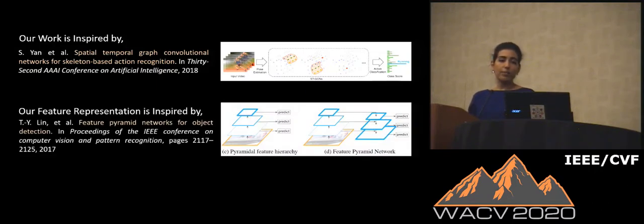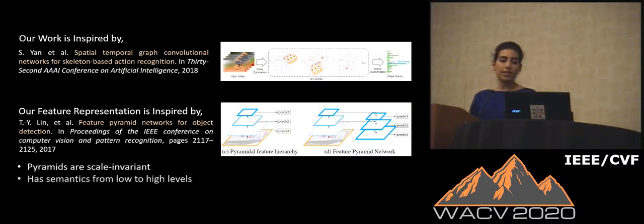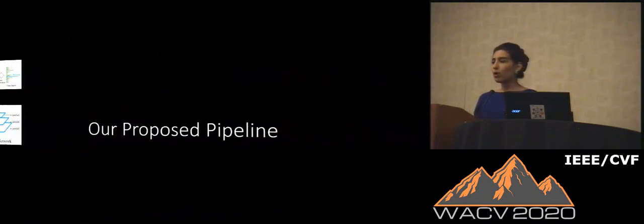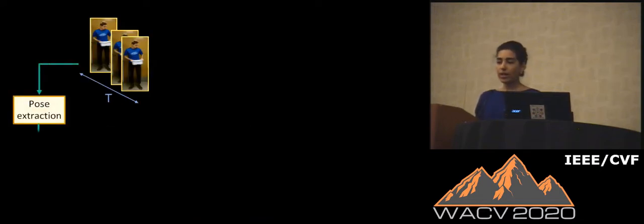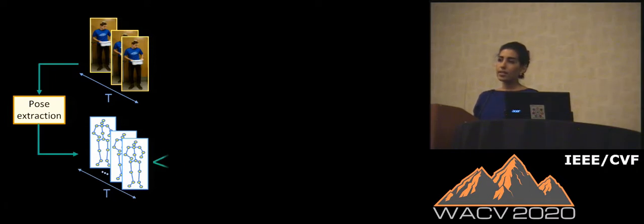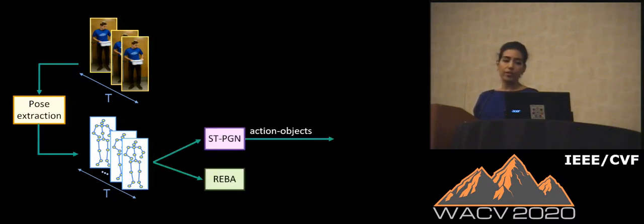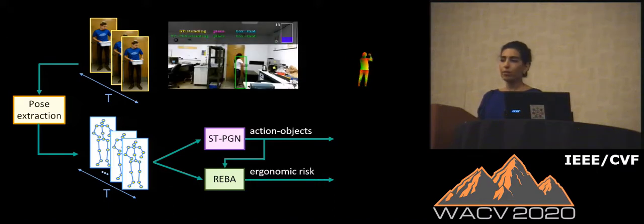And our primitive graph convolutions are inspired by feature primitives, because primitives are scale invariant and they have semantics from low to high level. Our proposed pipeline is that given a sequence of frames, a pose extraction unit can give us 3D skeletons, and our method predicts the action, and we are using an ergonomic risk assessment, which is going to analyze the posture, given the prediction of the model and the skeleton.